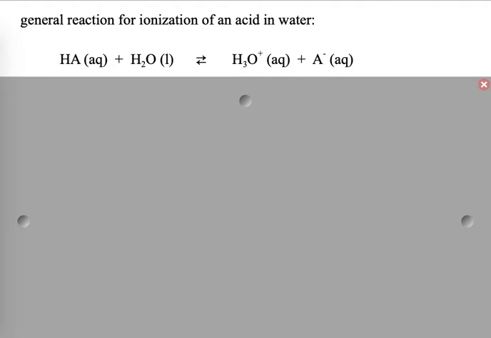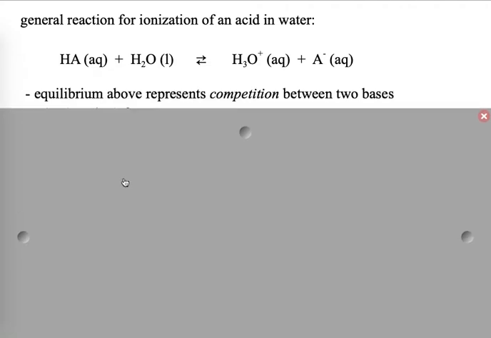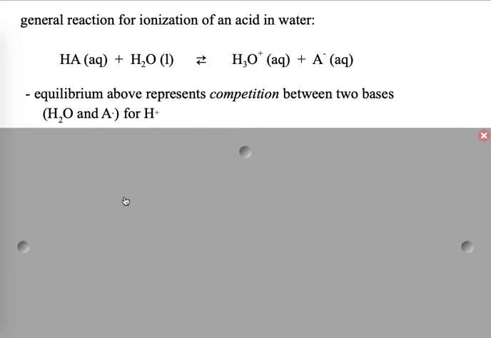Let's think about this equilibrium in a bit more detail. Here's our equilibrium, HA plus water, in equilibrium with the hydronium ion and A-. We can think of this acid-base ionization equilibrium as a competition between two bases for the proton. There are two bases in this reaction, water and A-. Think of them as fighting over H+.